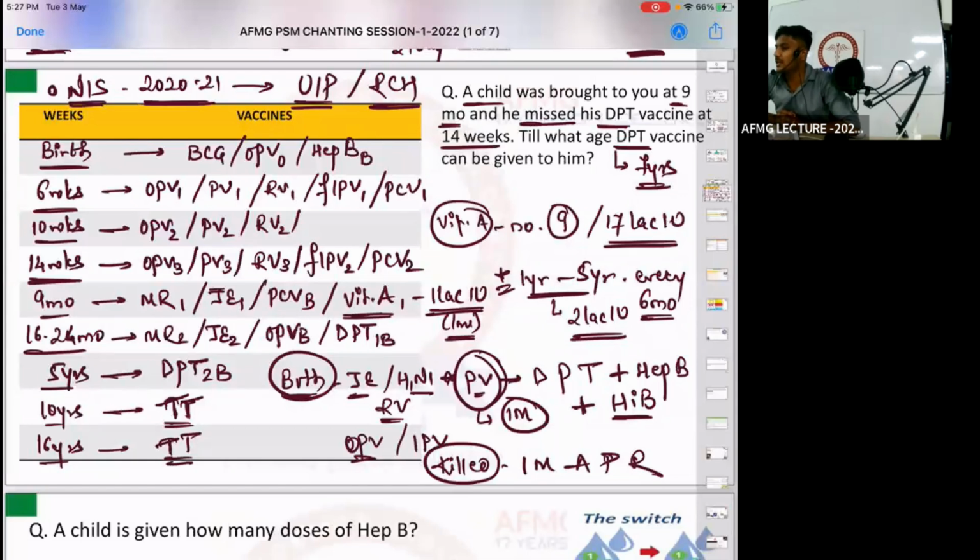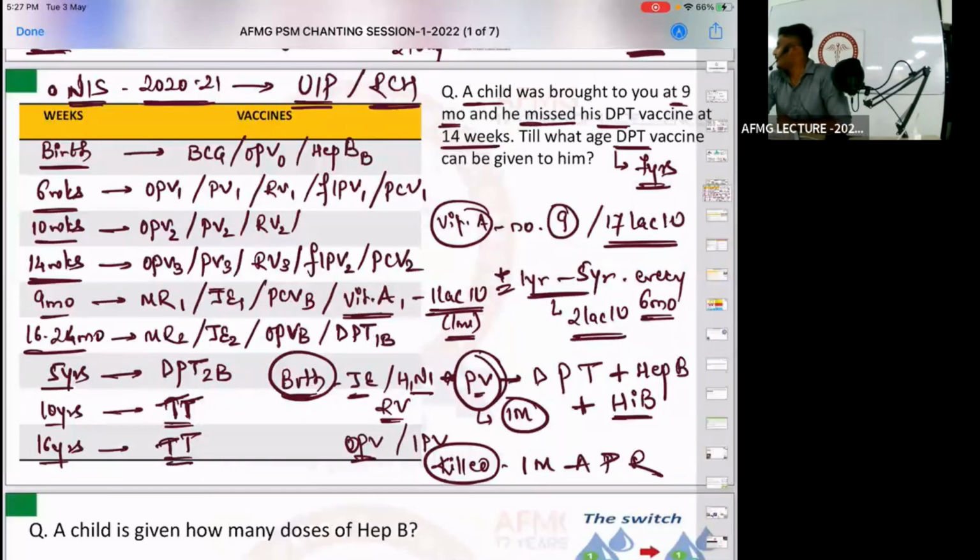Maximum time till which HIB, Haemophilus influenzae B, can be given is 5 years. Maximum time till which hepatitis B can be given is 1 year. Okay, it is 1 year.